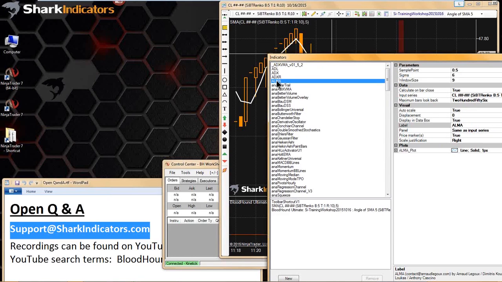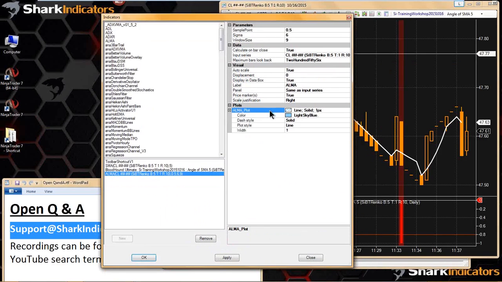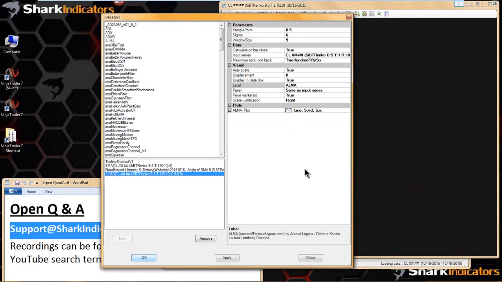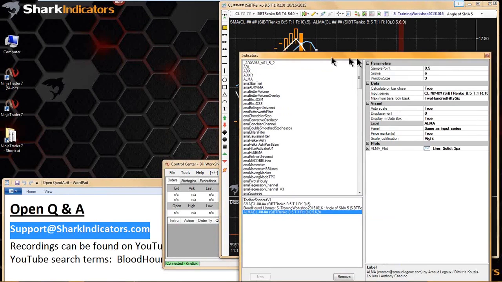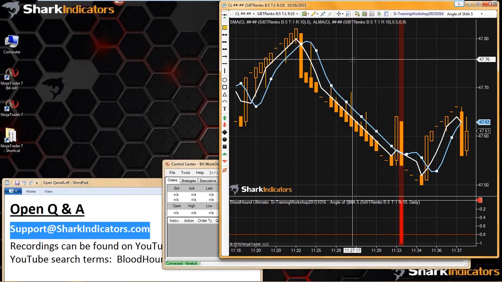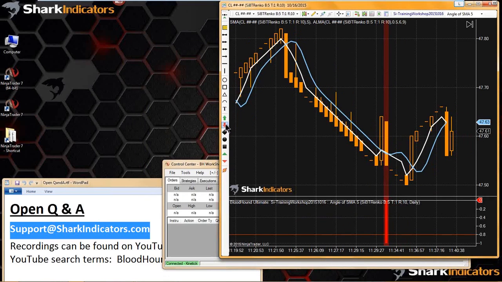There we go. There's our ALMA indicator. All right, we'll just use the default settings here. And I'm going to make the plots a little thicker so you guys can see it easily. All right, let's get this on here. So it's our blue line, the ALMA, the blue line there. So let's draw some arrows on here.